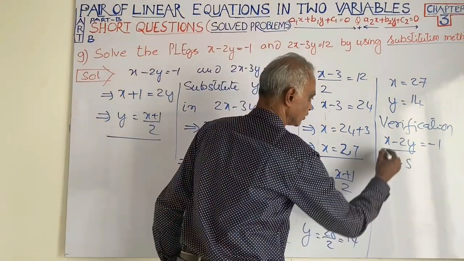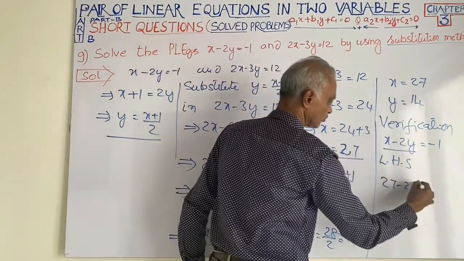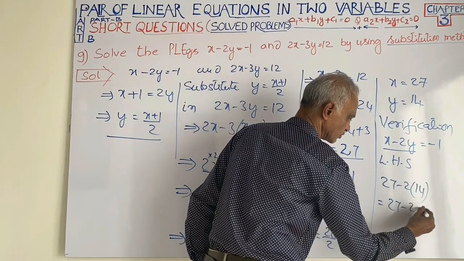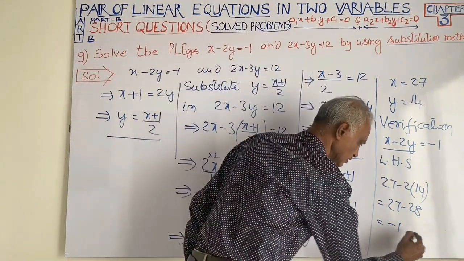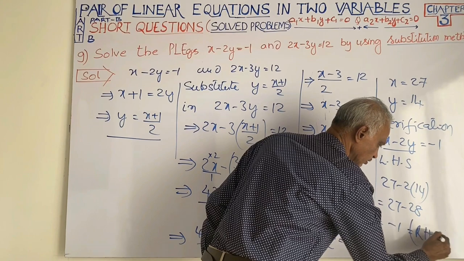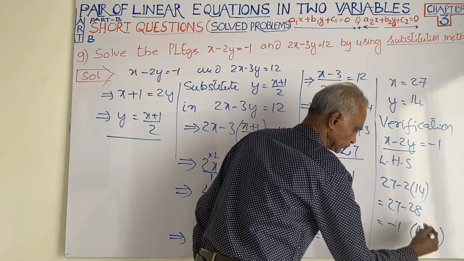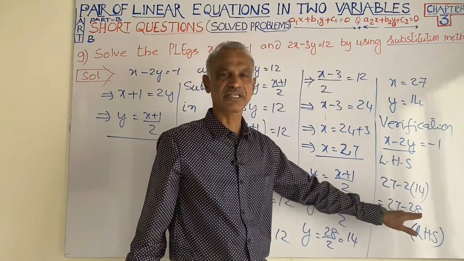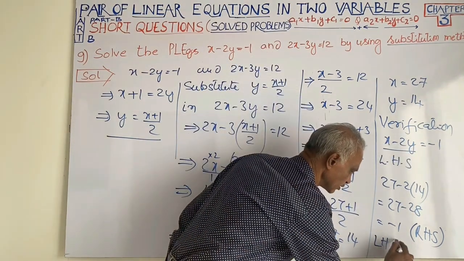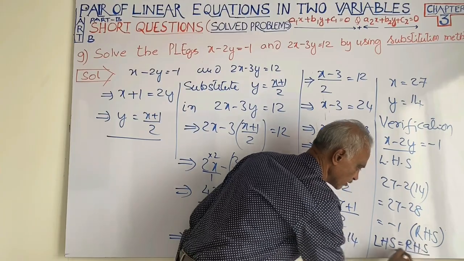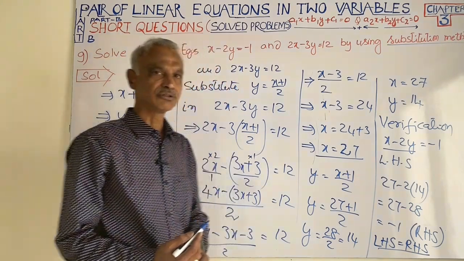You see, what is the value of x here? 27 minus 2 into, what is the value of y? 14. Now 27 minus 28. What is the value of 27 minus 28? Minus 1. This is RHS. You got LHS is equal to RHS. Our answer is correct, true. x is equal to 27 and y is equal to 14.